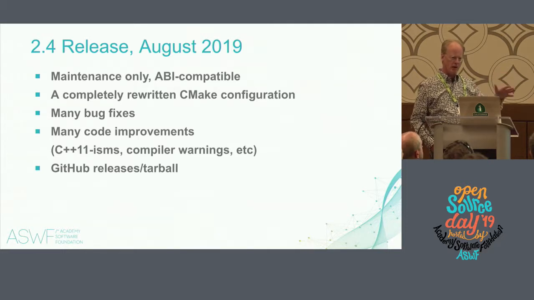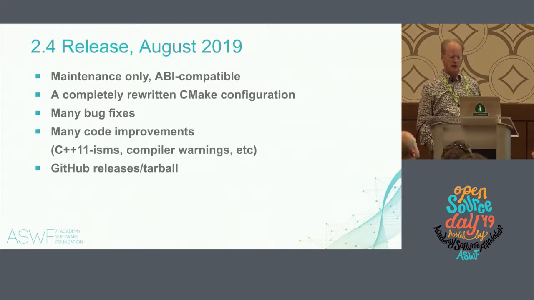We had hoped to have a release by SIGGRAPH, but decided not to kill ourselves, but give a little bit more time to get it out. But it should be coming soon. This is maintenance only. It should be ABI compatible. Again, the main thing is the CMake system that is up to modern standards. A lot of bug fixes and a lot of code improvements. Making the transition to C++11, removing some of the old cruft for supporting C++98.